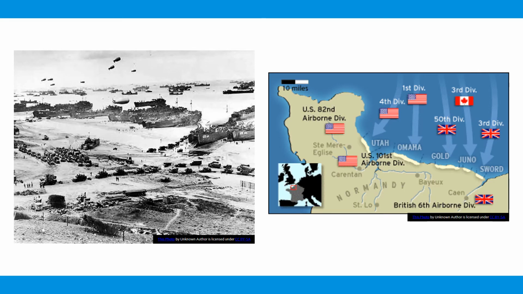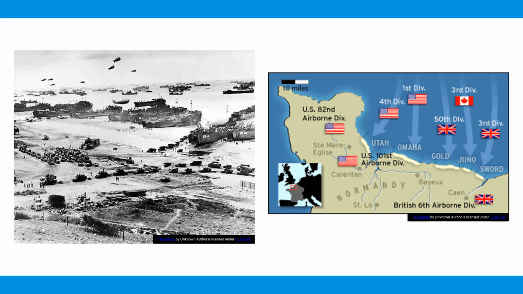So here are some pictures. On the left-hand side, you'll see this is part of the operation with the boats, the airplanes, the troops, the tanks. This is after the fighting took place, but you can see how much military force was used. On the right-hand side is a map that planned out how this was going to lay out.